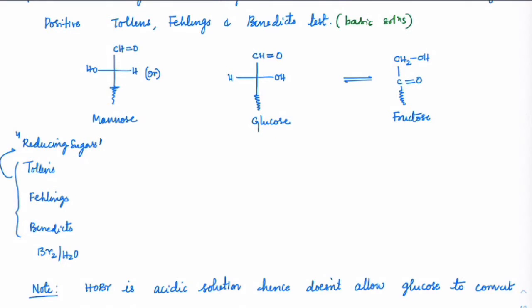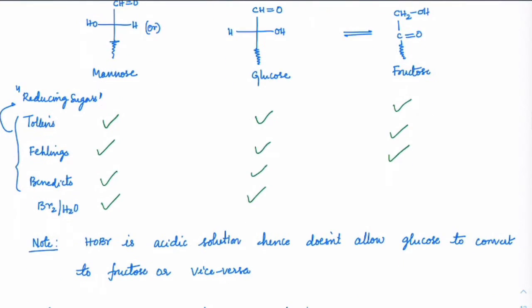Therefore, in case of mannose, definitely Tollens is a positive test, Fehling's is a positive test, Benedict, and bromine is also a positive test. Bromine water will decolorize, oxidizing this aldehyde. Same way, glucose will also give a positive test in all of these. Fructose also gives a positive test to Tollens, Fehling's and Benedict because it can interconvert towards glucose or mannose. But it hardly gives a reaction with bromine water.